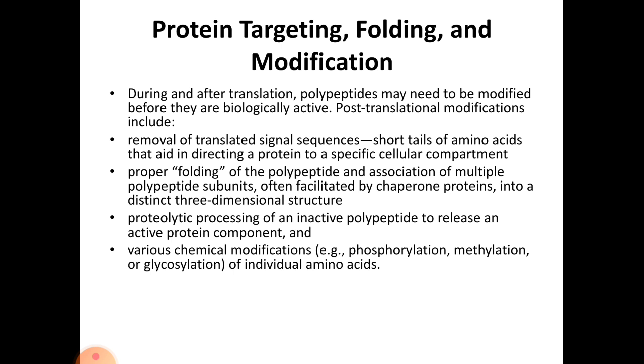And the third modification includes proteolytic processing of an inactive polypeptide to release an active protein component. And the fourth modification includes various chemical modifications like phosphorylation, methylation and glycosylation of an individual amino acid, which often occur in post-translational modifications. So as we sum up, the mechanism of translation includes three stages, namely initiation, elongation and termination.